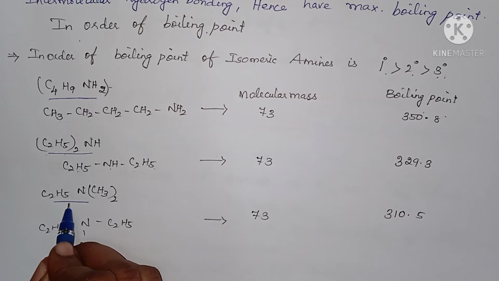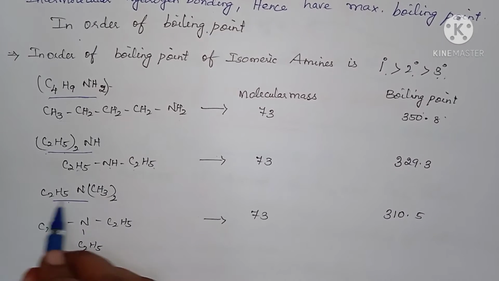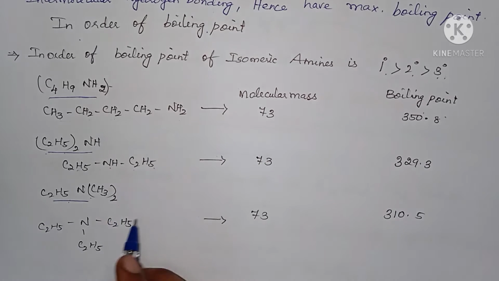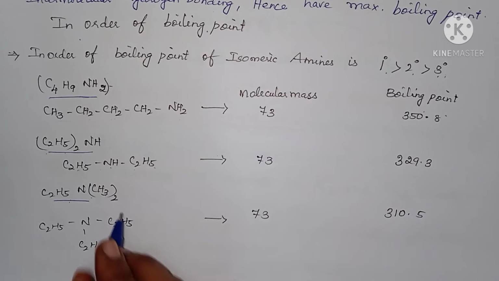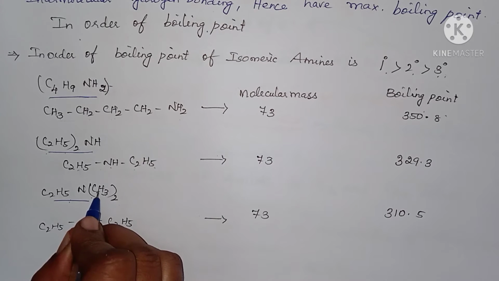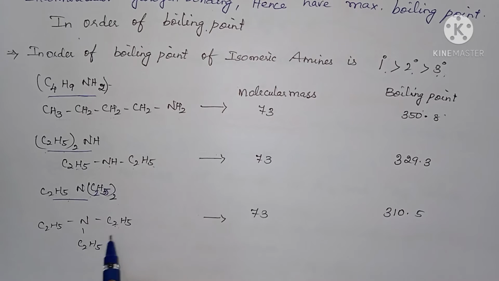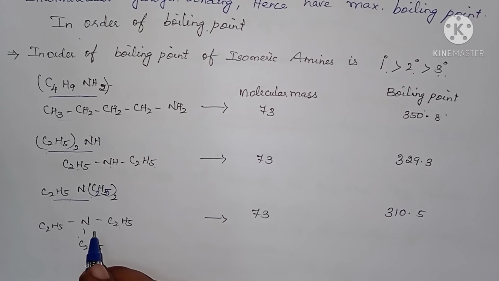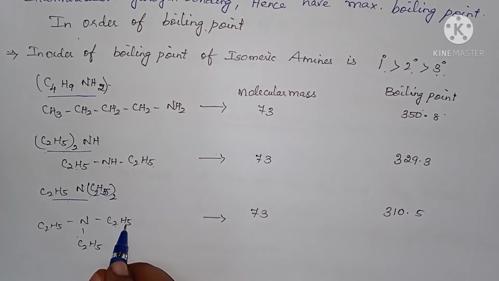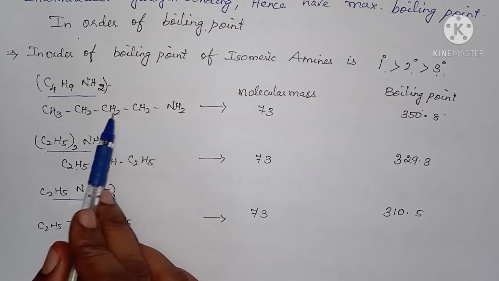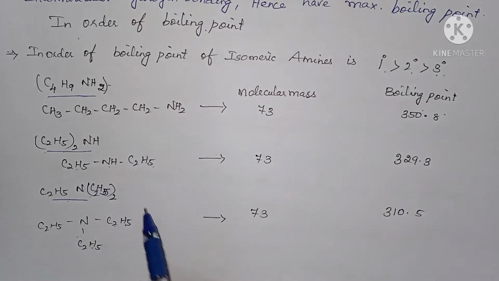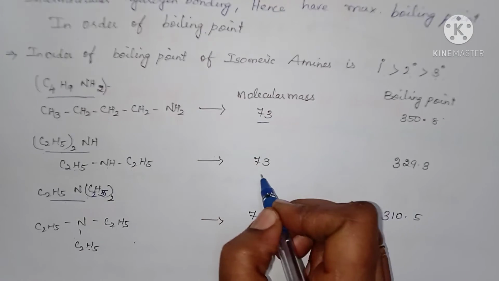Then next one, C2H5 N CH3 twice. That means this is tertiary. Here C2H5 twice. This is N,N-diethyl ethanamine. Here butanamine: butane has 1, 2, 3, 4 carbons, so naturally butanamine. All these molecular masses are 73 only.